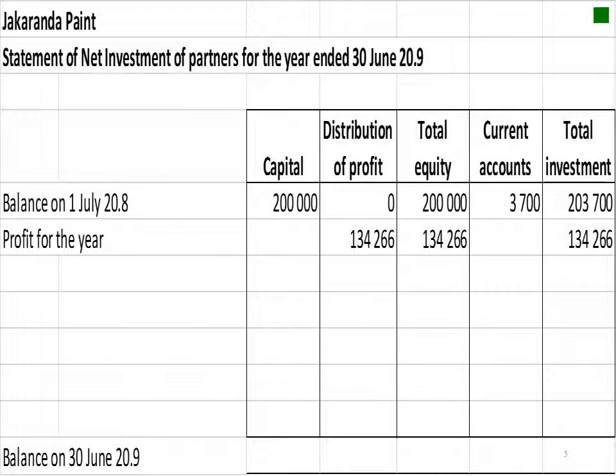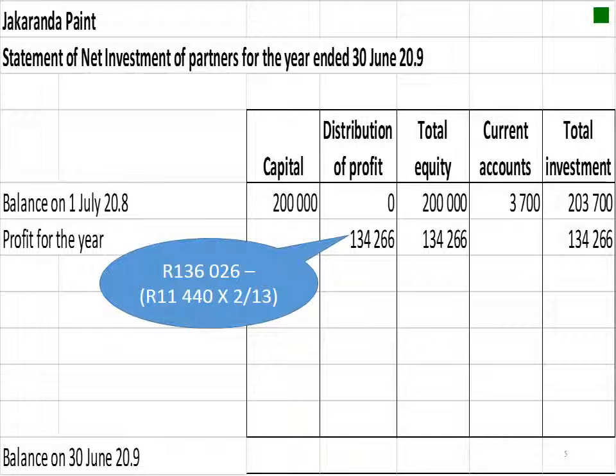We add to that the profit for the year. Now the way you work out the profit is you take the profit they give you and you have to adjust it. You take out of the rental income that's been included. 2 months out of 13 months doesn't relate to this year. So if I take that 11,440, that's for 13 months. I divide it by 13 and then I multiply by 2, and I'm going to subtract that from my profit.